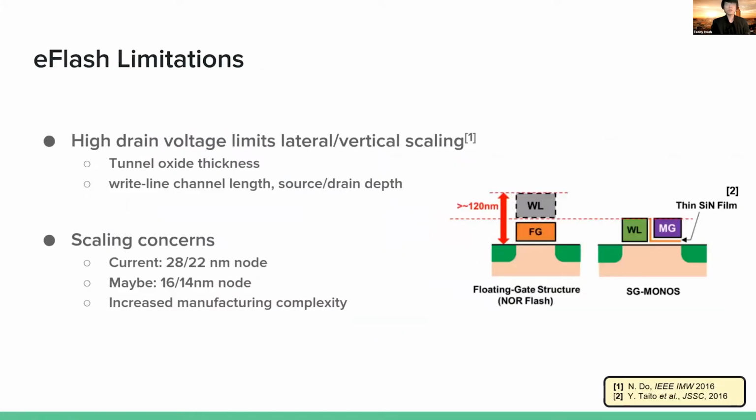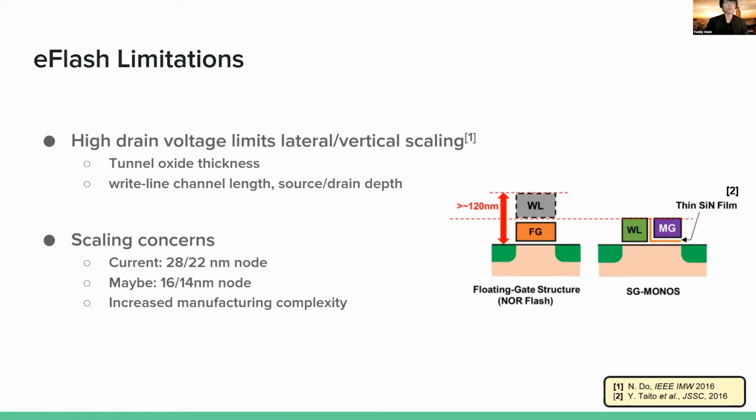And one of the most popular ways to do ENVM is called EFlash, which I'm glad my classmates have talked about in the previous two presentations, so I don't have to go over their physics. But the two challenges they're facing are really the fact that EFlash requires high drain voltage, and that limits your lateral and vertical scaling because you need a certain size tunnel oxide and channel length or source-drain depth to make sure your device actually functions.